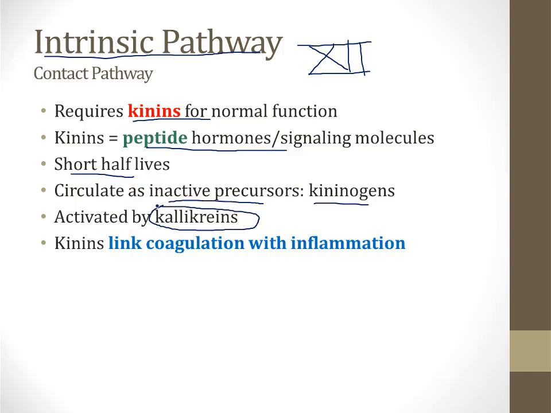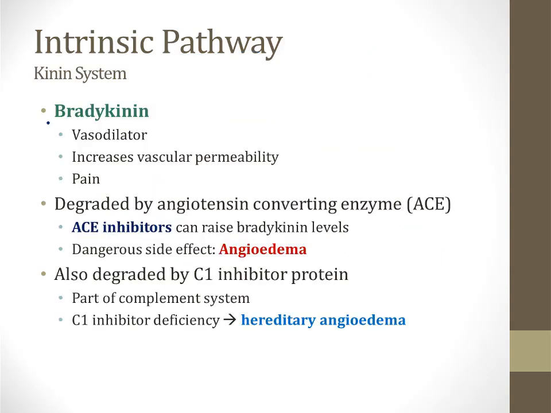And the kinin system is considered a link between coagulation and inflammation. That's because kinins contribute to inflammation, and they can be generated by factor 12, which, as we just saw, is part of the coagulation system. The most important member of the kinin system is bradykinin. It's a vasodilator, it increases vascular permeability, and it can cause pain.